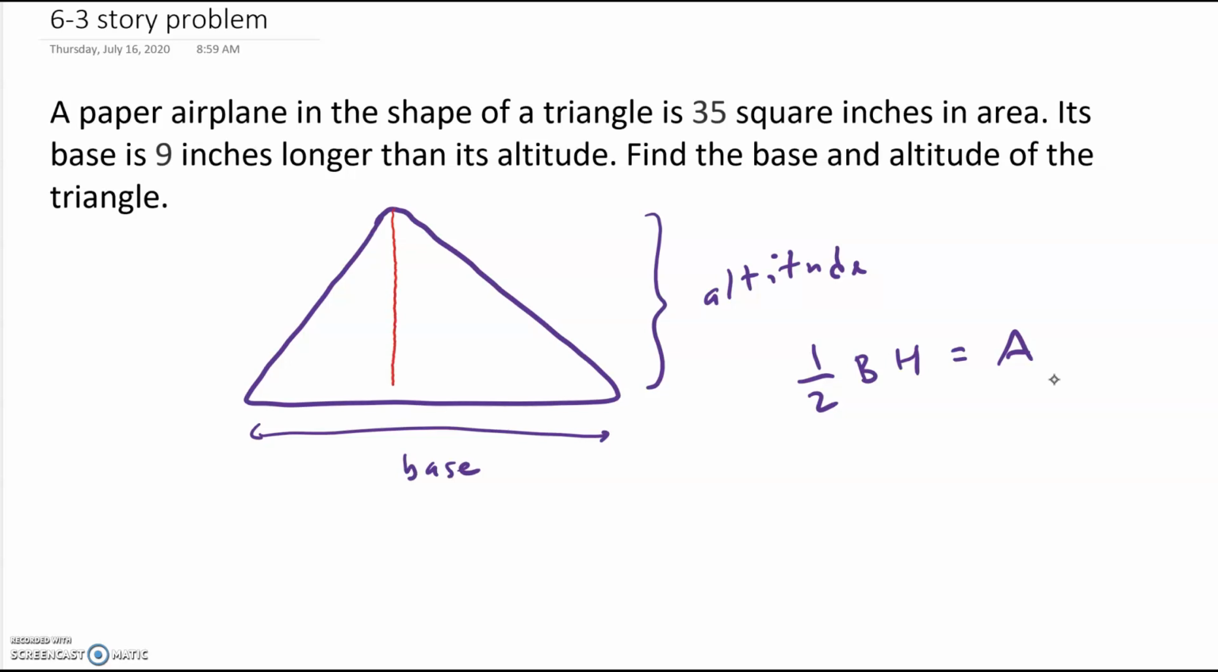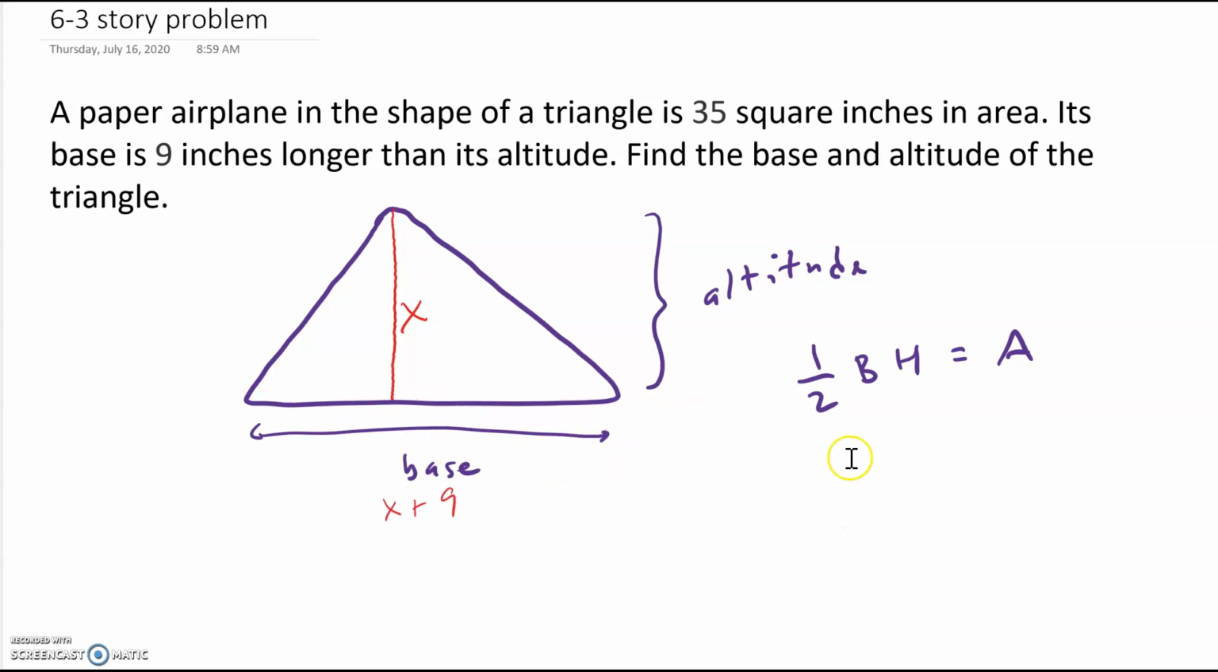First, I'll draw a line going straight down, and the length of that line is the altitude, which I'll just call x. You can use a for altitude or h for height, it doesn't matter. Then it says the base is 9 inches longer than the altitude. So the base, this distance across the bottom, I'll call x plus 9, because it's 9 inches longer.